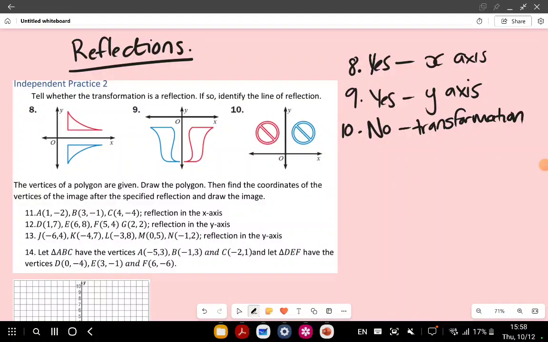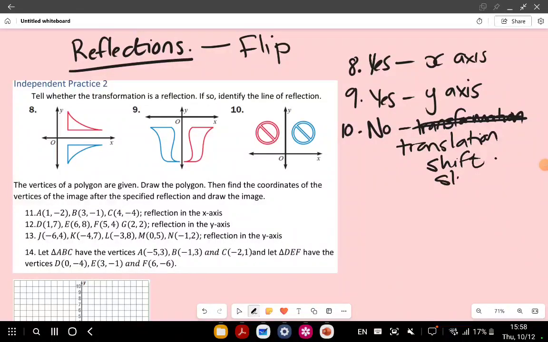So remember that a reflection is a flip, whereas a translation, not a transformation, a translation is a shift or a slide.